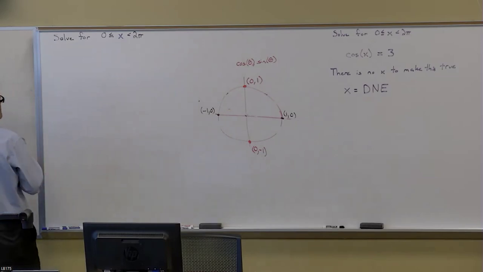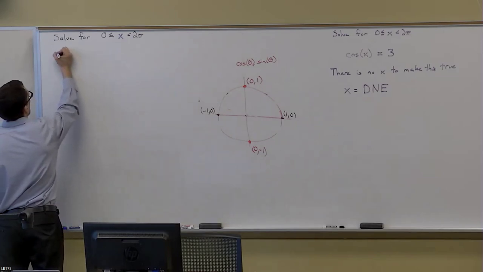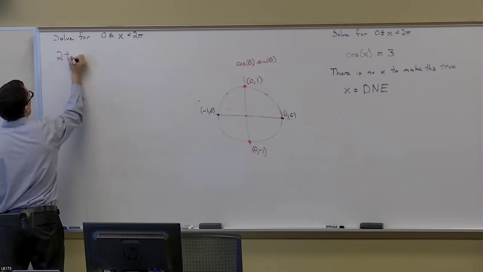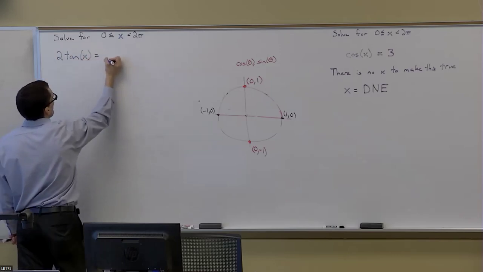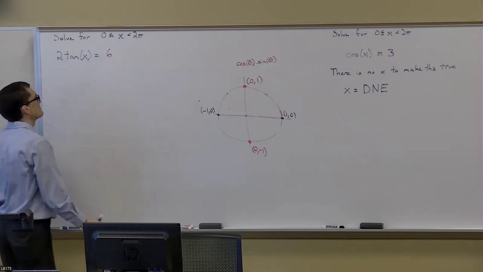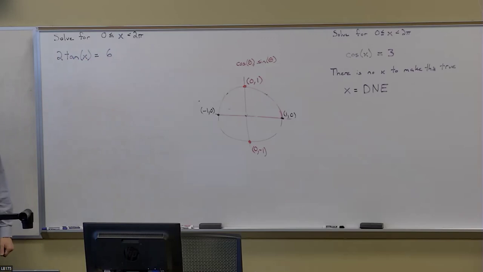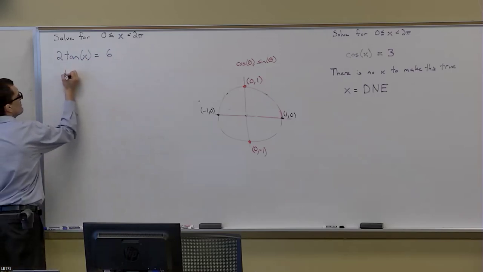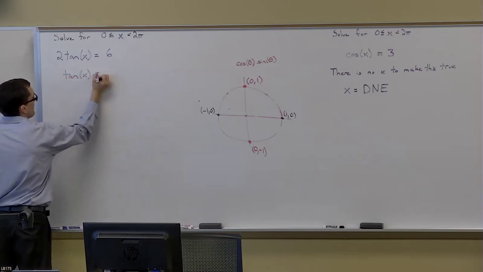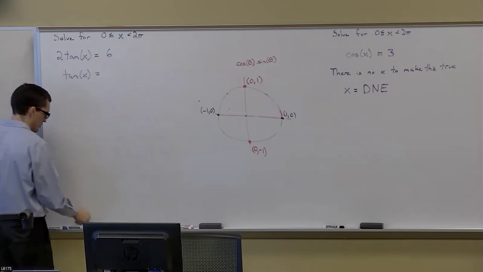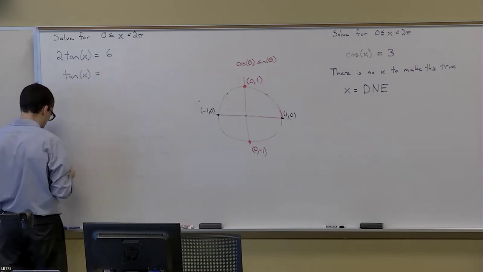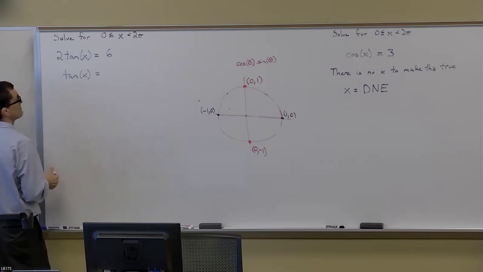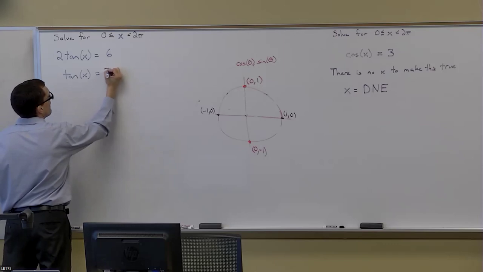All right, let's go to another. We haven't done this yet, so let's take 2 times tangent of x and set that equal to 6, I guess. We're going to do the same techniques that we've been using. We isolate the trig function. Here we divide both sides by 2, and we get tangent of x is equal to 6 over 2, so that's equal to 3.